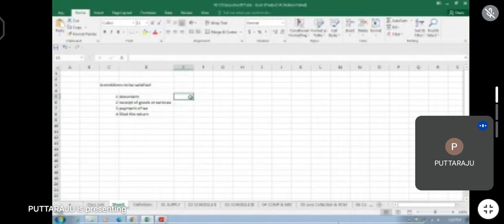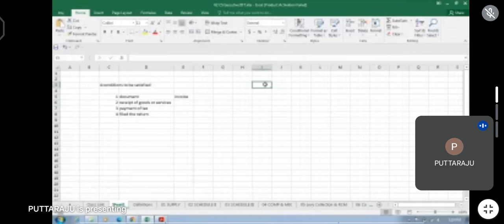First one, document. In simple form, I will say invoice. You should have received the invoice. Then only on that basis you can claim the ITC.